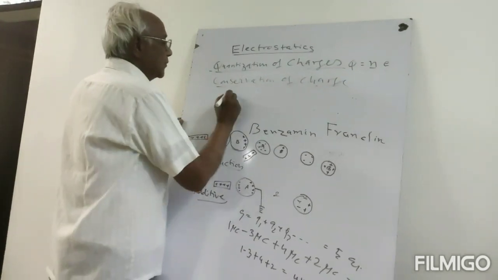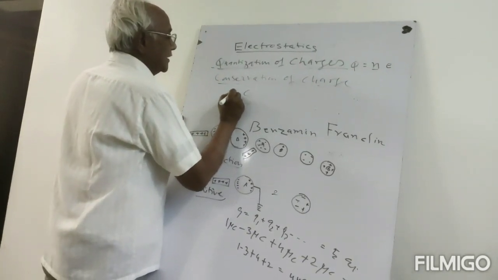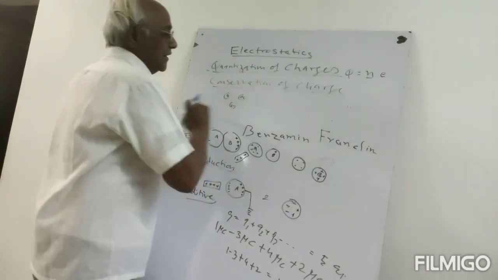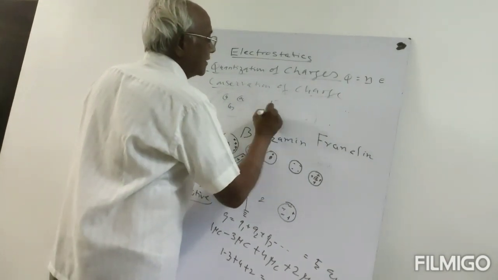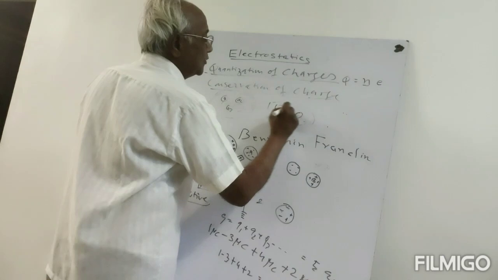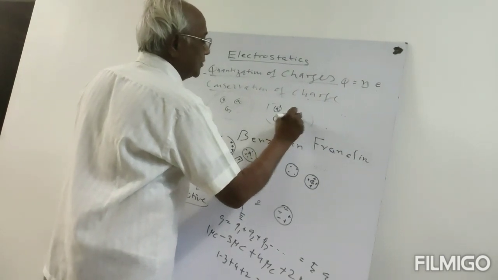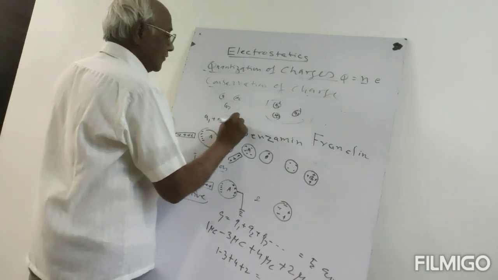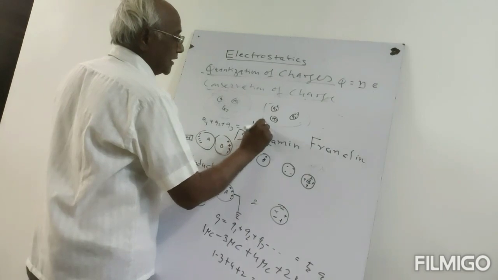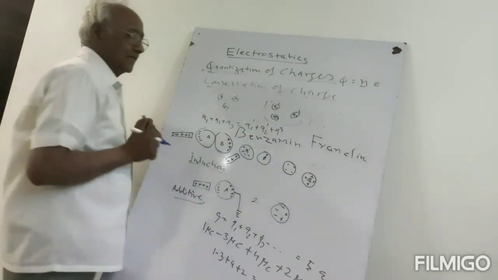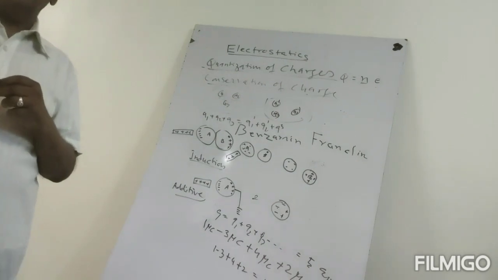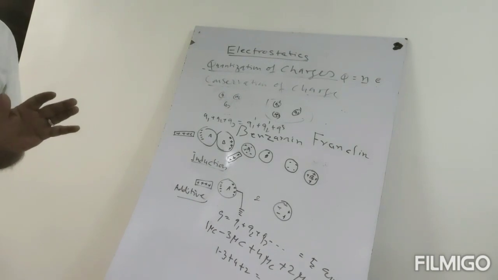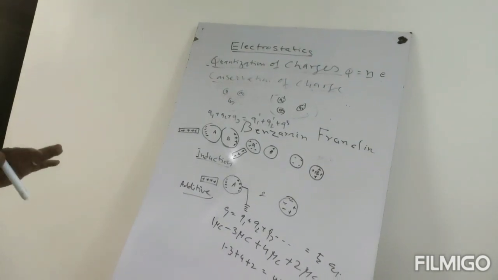We can explain it like this: suppose there are three bodies Q1, Q2, Q3, isolated from all sides, and they are mixed so that the charge distribution changes to Q1 dash, Q2 dash, Q3 dash. Then Q1 plus Q2 plus Q3 will be equal to Q1 dash plus Q2 dash plus Q3 dash. So the sum of the charges before and after will always be equal. So charge is always conserved.